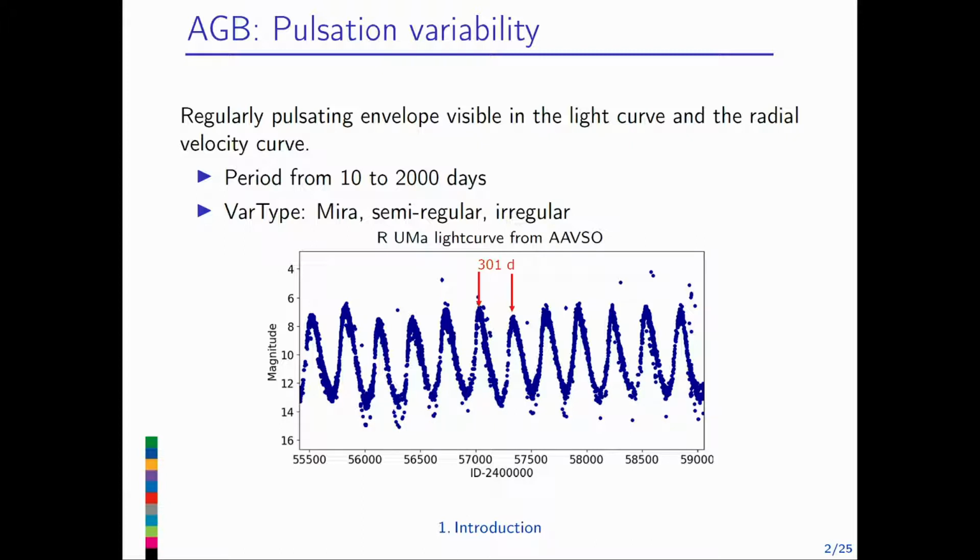Here you have an example of a light curve of an HGB star, where you can really see the periodic pattern of luminosity at 300 days, which is due to the pulsation of the envelope of the star. The period typically ranges between 10 and 2,000 days, so they are known as long period variables, LPV, and they are classified according to the regularity of the pulsation: Mira being the most regular, then semi-regular, or irregular variable.